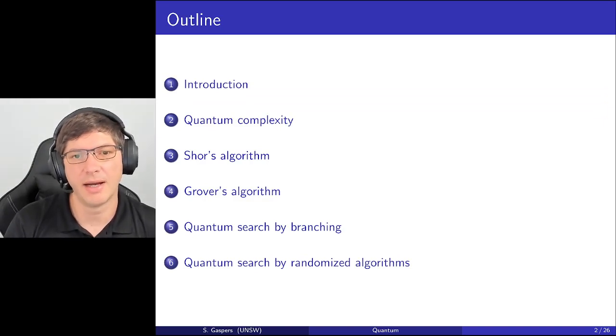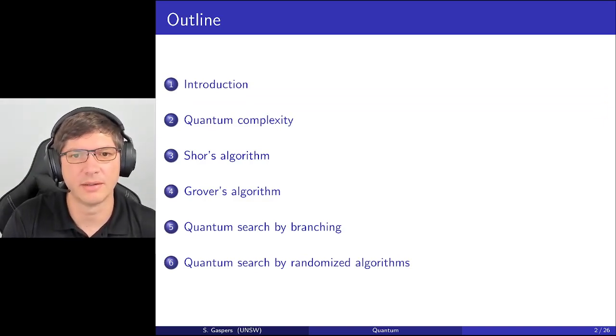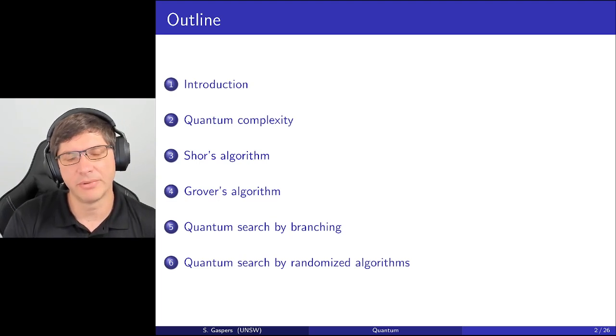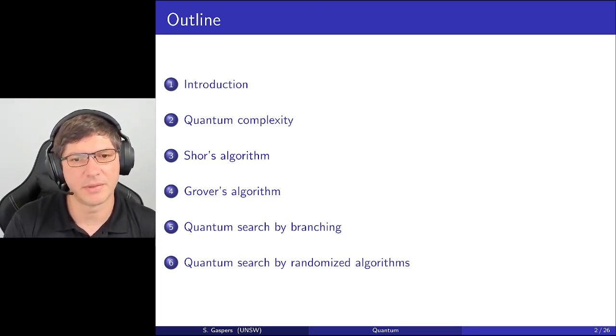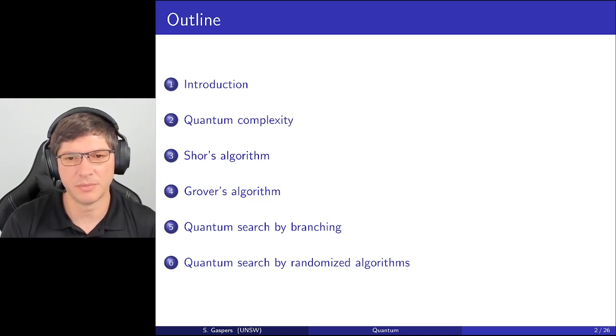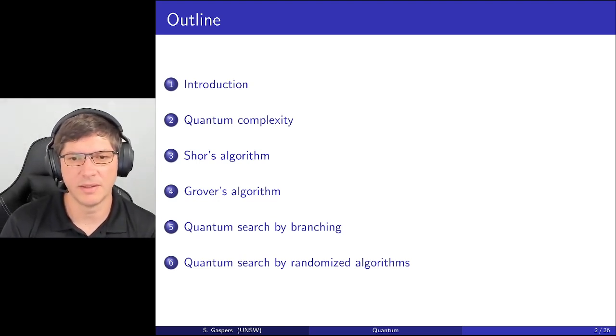After a short high-level introduction, we'll quickly look at some quantum complexity classes, and we'll see two of the most important algorithms that have been developed in quantum algorithms, which is Shor's algorithm and Grover's algorithm. And then we will see how to use especially Grover's algorithm in order to solve some NP-hard problems. And we'll see some speedups that we can get for our branching algorithms and for our randomized algorithms.